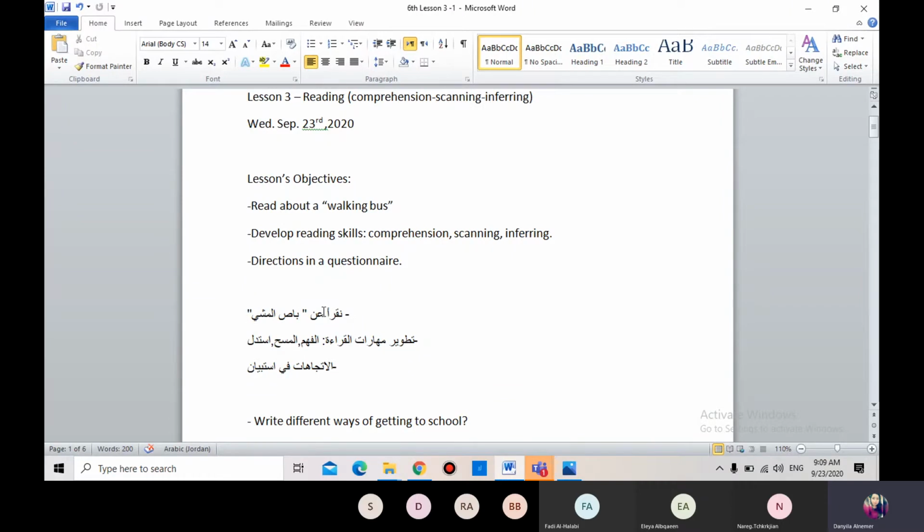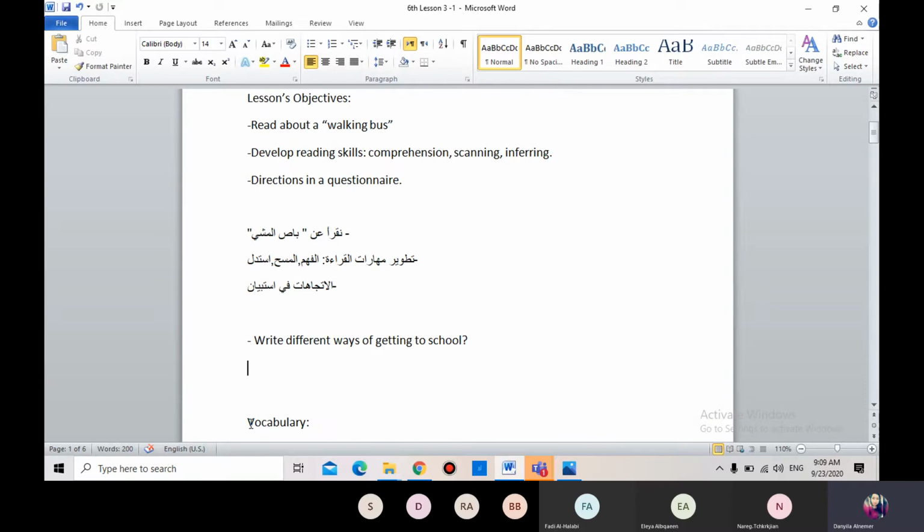In Arabic, we will read about the walking bus and develop reading skills. Here we have comprehension, scanning, inferring. Then the directions in a questionnaire.